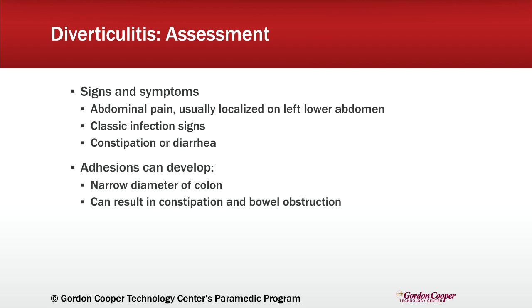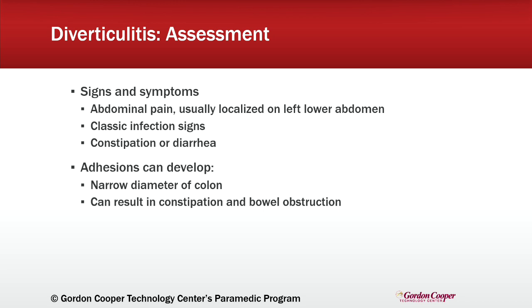Signs and symptoms are going to include abdominal pain, usually in the left lower abdomen. Classic infection signs include a fever and elevated white blood cell count. Constipation and diarrhea, you could have either one. Probably not both, but you could have either one. But they probably have a pretty long history of constipation. Adhesions can form and lead to a narrowing of the colon. And of course, constipation and possible bowel obstructions may result from that.